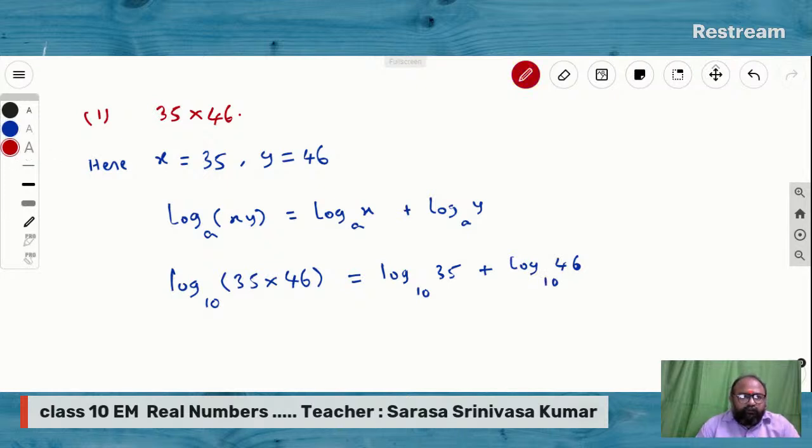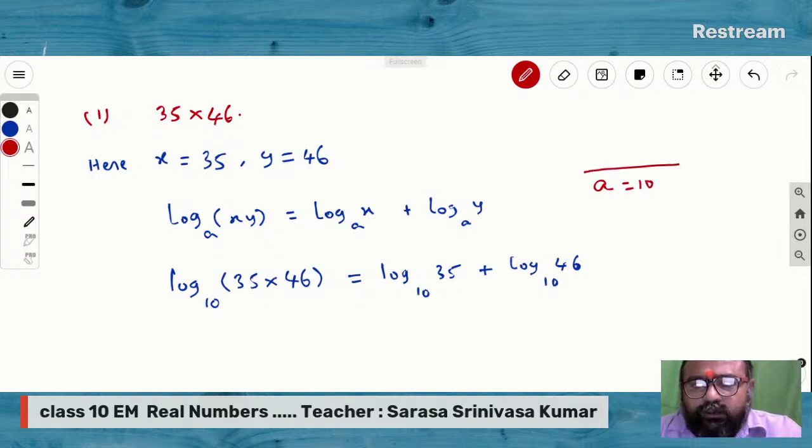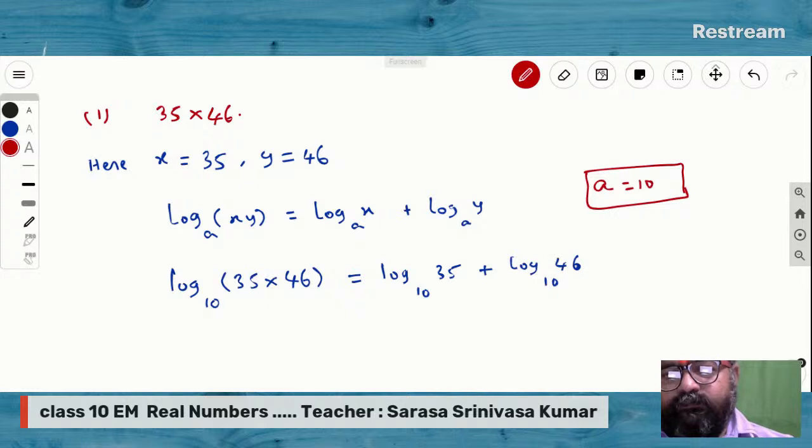Here the important thing you have to remember is, if the base is not mentioned in the problem, then we take the base a equal to 10. I will explain about the base of logarithm in another class. We can take the base as 10 and e.